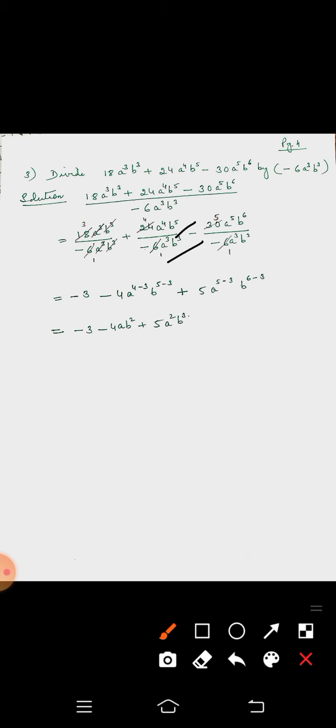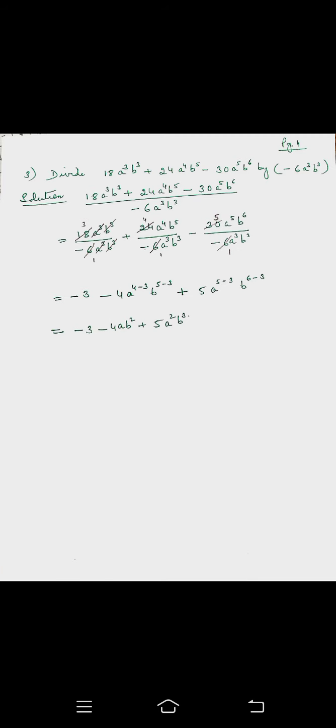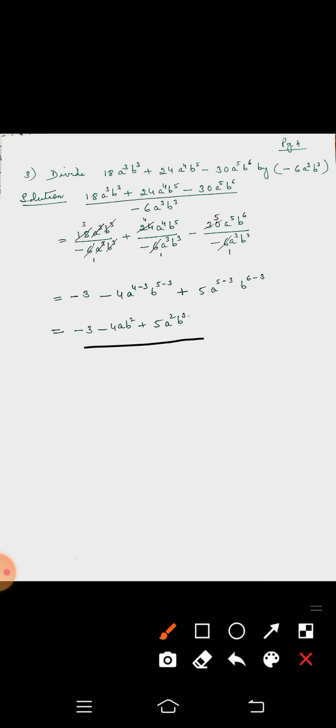Whereas in this you see b has 5 power and b has here 3 powers. So 5 minus 3, it's written here. 5 minus 3 becomes 2, therefore b square. Alright, similarly this also, the remaining numbers are written here. How it is cancelled you see, and the answer is here.